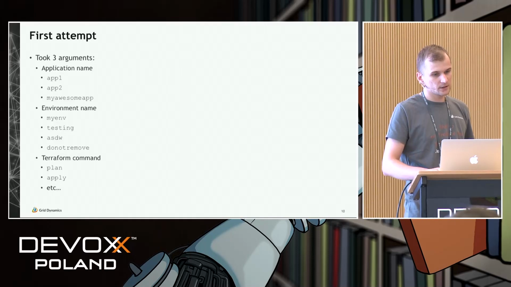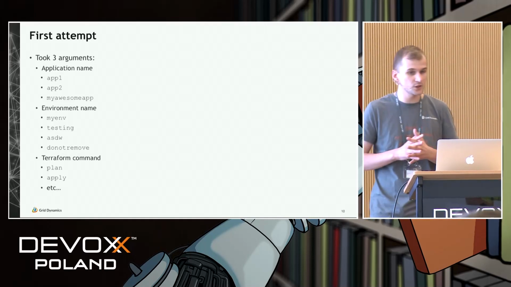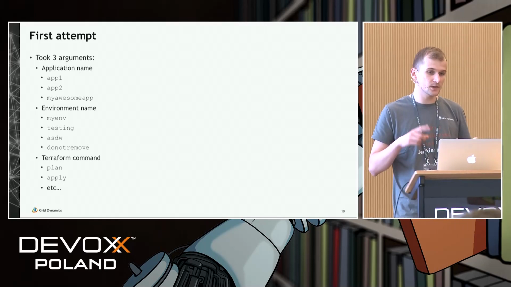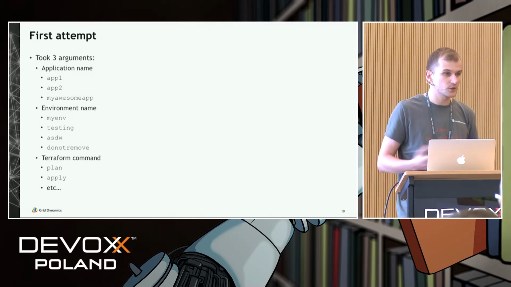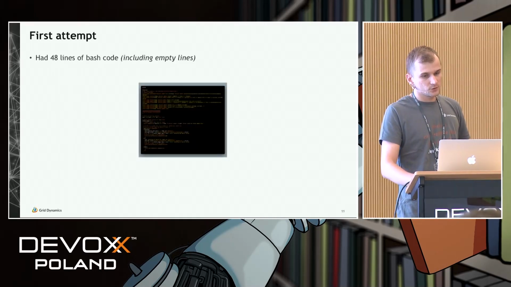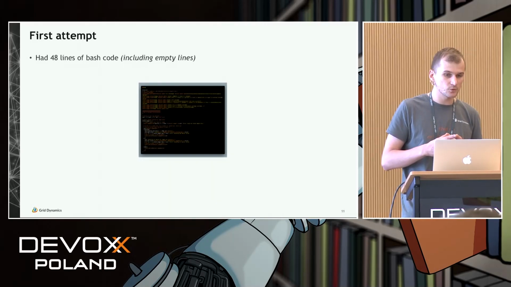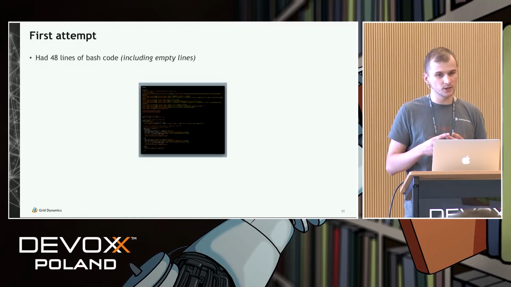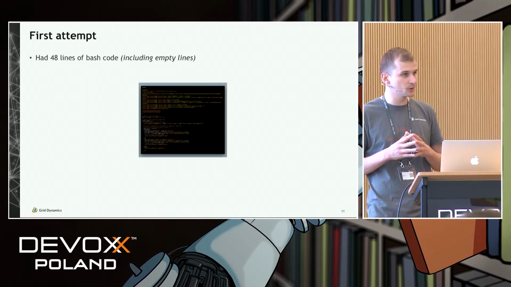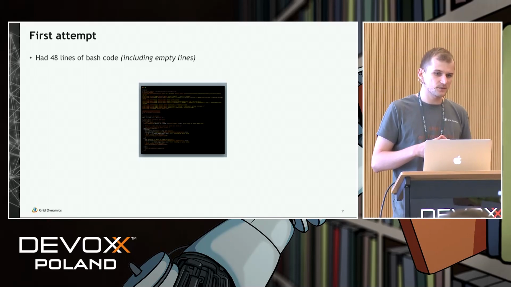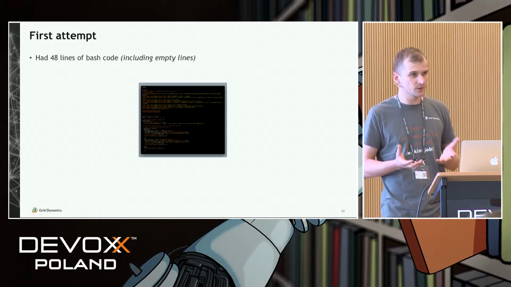And at the first attempt, this wrapper took 3 arguments: the application name, the environment name, and obviously the Terraform command, which is, well, required. During this first attempt, this wrapper was really small, really clean. That's why we decided to use bash for it, because bash is for gluing stuff. And it had less than 50 lines, including empty lines. So it was really simple stuff.